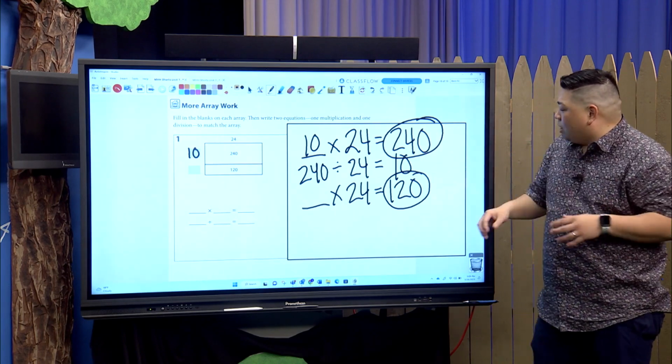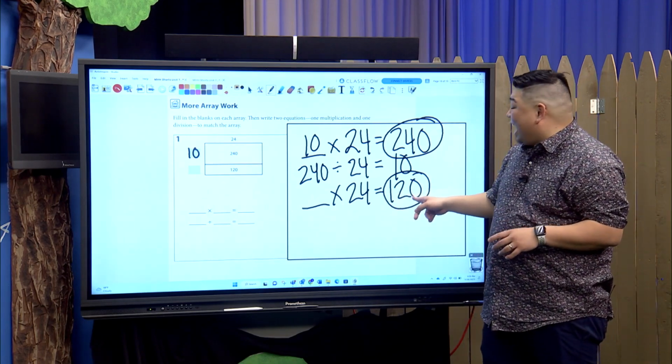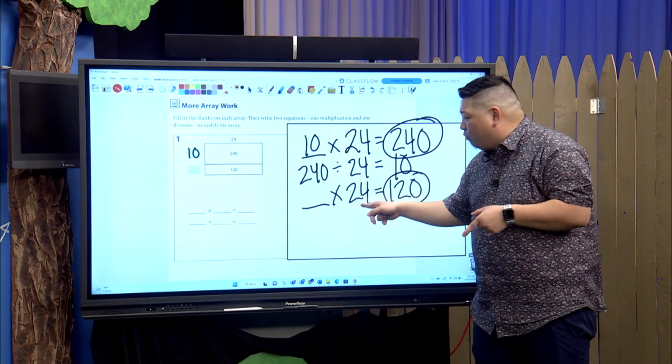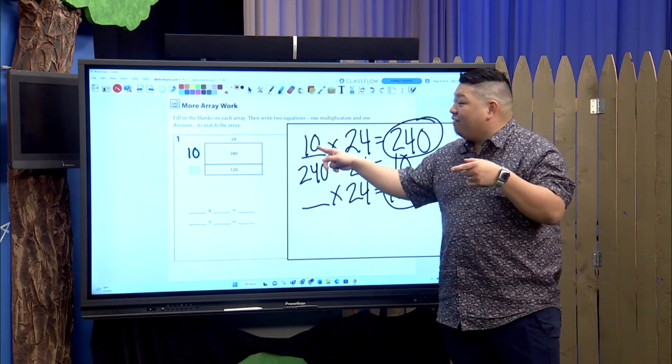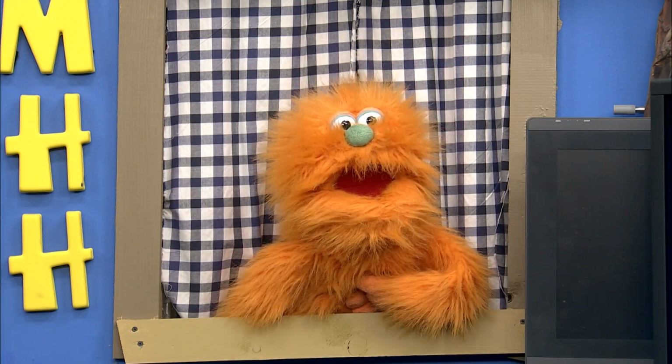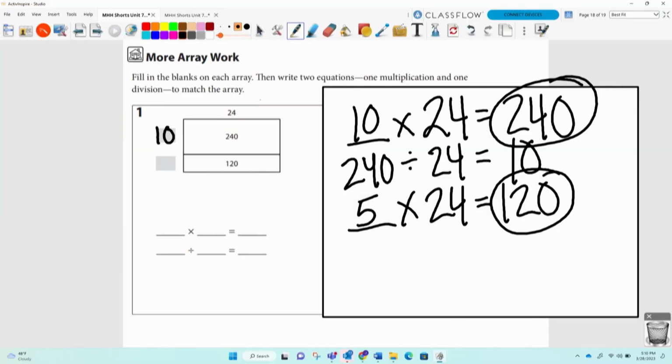So if 120 is half of 240, and the number 24 stays the same here, then what's half of 10? 5. So 5 times 24 equals 120. That is awesome.